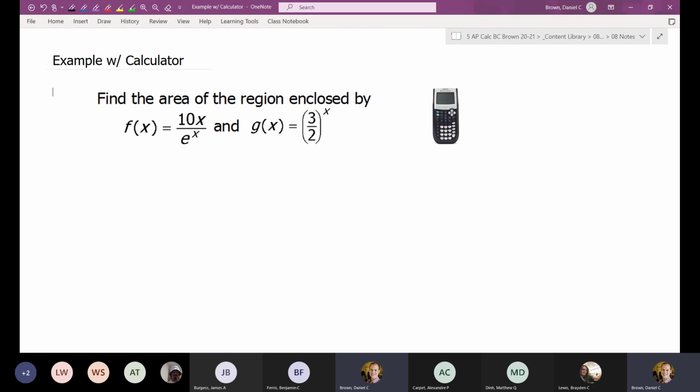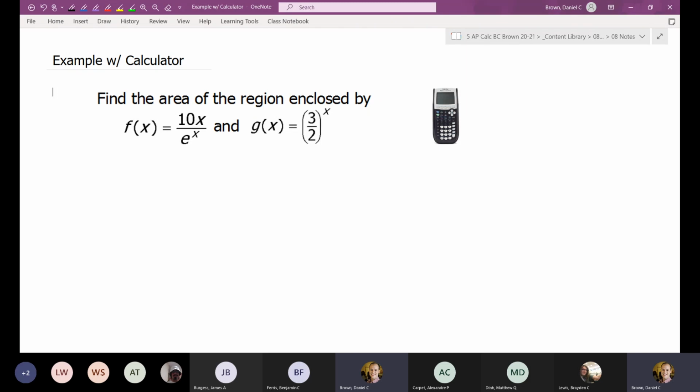Things you want to be able to do when you look at a problem like this. Several things. We first want to know what this region looks like. I need to know what the top function is, I need to know what the bottom function is, so I do want to be able to graph it. I also need to figure out where this region is starting and where it is ending. So I'll use my calculator to find the intersection points, and then I'll use my calculator to actually find the integral.